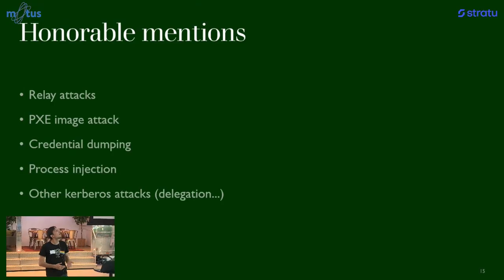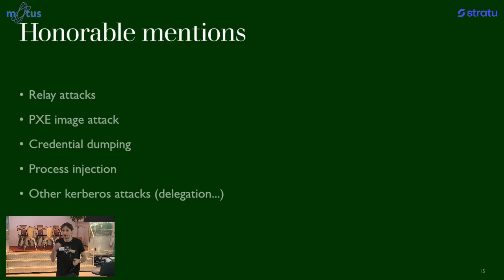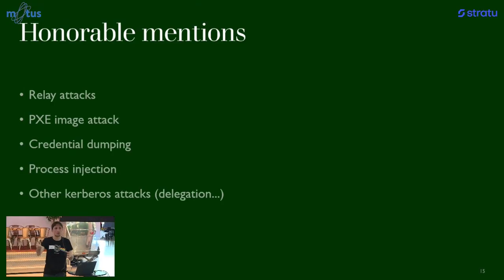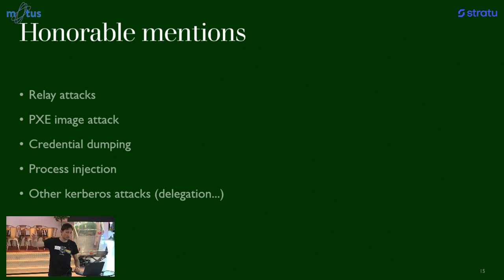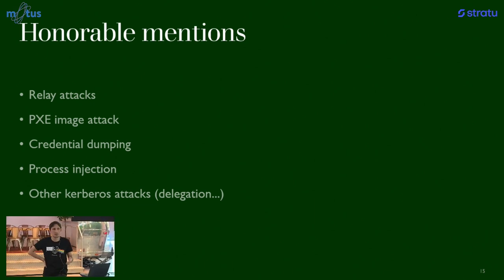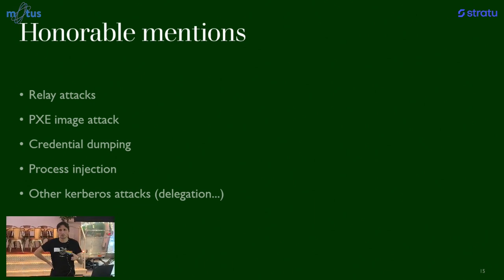Now, some honorable mentions. I'm going to go very fast because we don't have time, and some of them are technical. There are some relay attacks where you take some credentials from someone else on the wire and relay them to other places. PXE images, if you use them, you know it's something you use to set up computers, and sometimes they have passwords in them that you can extract. And the third, we talked about it already.